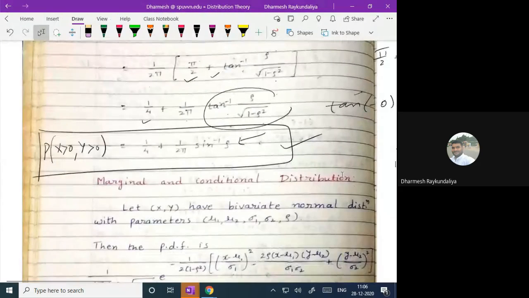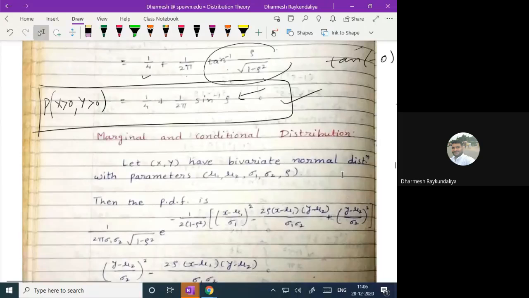Now we will find out the marginal distribution of x and y. If x and y are jointly bivariate normal, then the individual variables follow the univariate normal. That is the property. But the converse may or may not be true. That means if x and y are both univariate normal, there is no guarantee that x and y are jointly bivariate normal. But if they are bivariate normal, the individuals are normal. That we will prove from here.